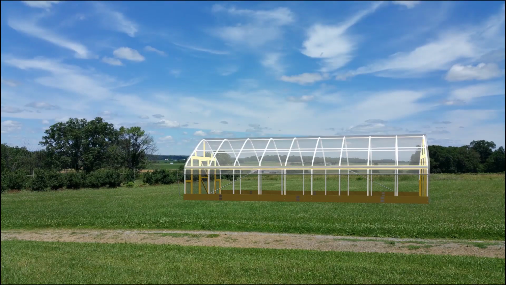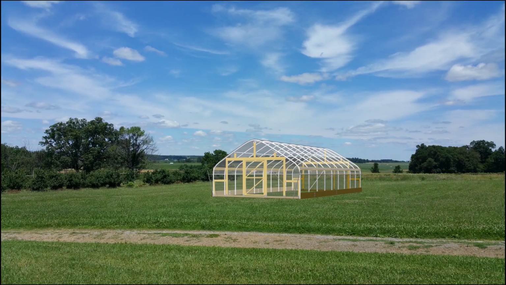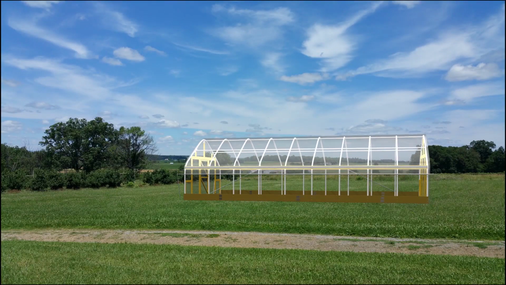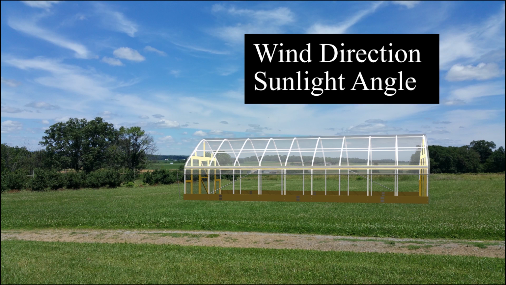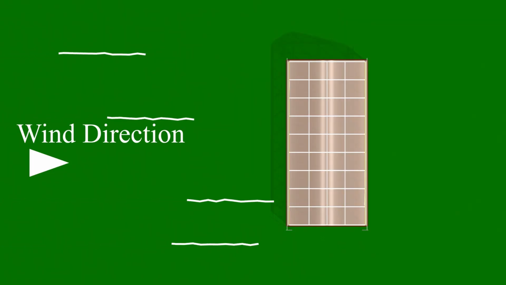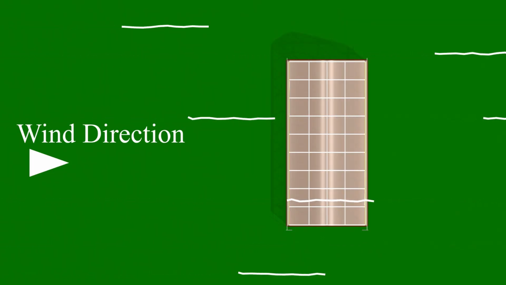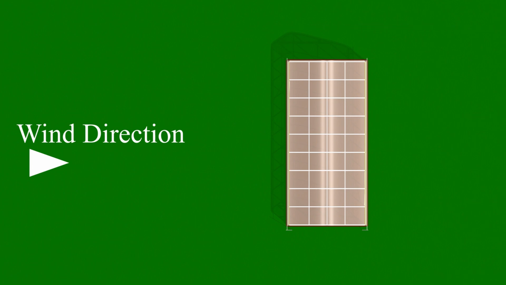The tunnel will need to be optimally oriented within the space that you have available. Two factors to consider are wind direction and sunlight angle. Generally, it is recommended that the tunnel be placed perpendicularly to the prevailing wind so it can travel through the tunnel, providing sufficient ventilation.